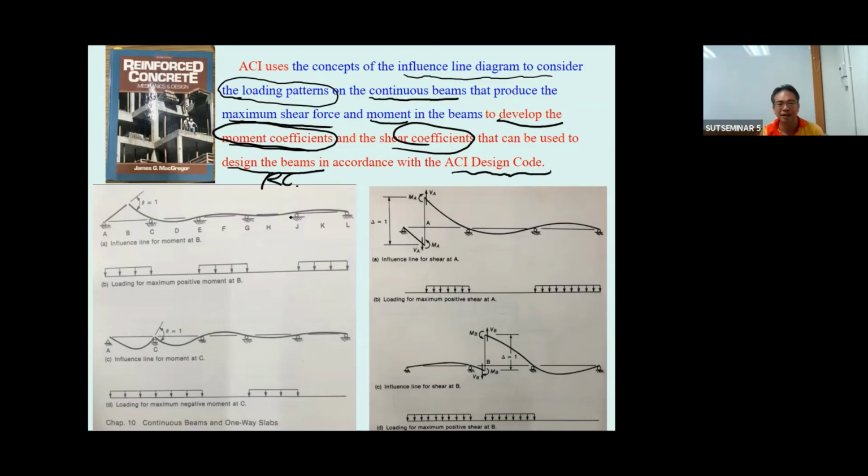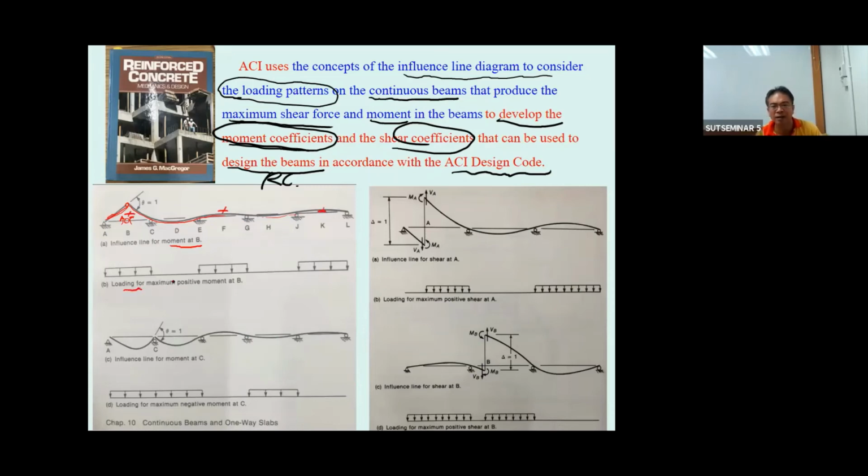Okay, this is the influence line of M sub B. They just put this hinge and put this moment M sub B, move this point into here, so you have the deflected curve of this one like this. And then this is the positive, this is the positive, this is the positive.